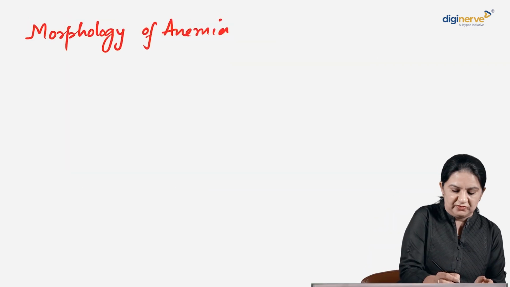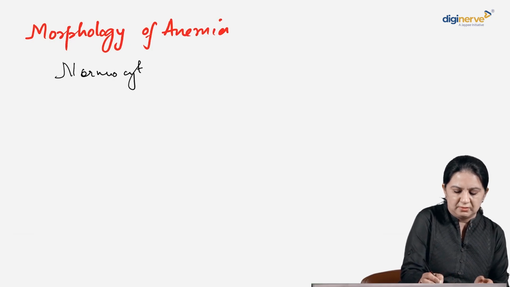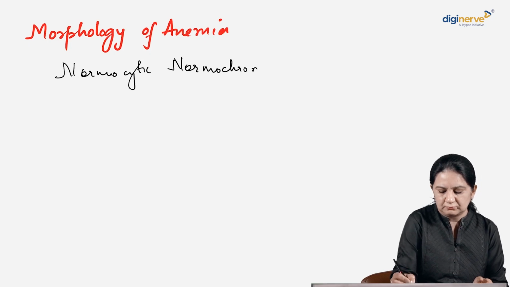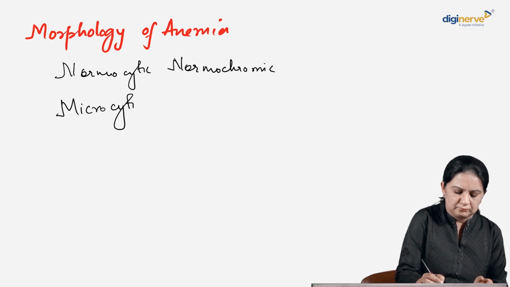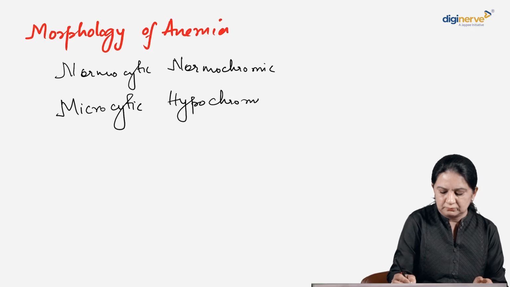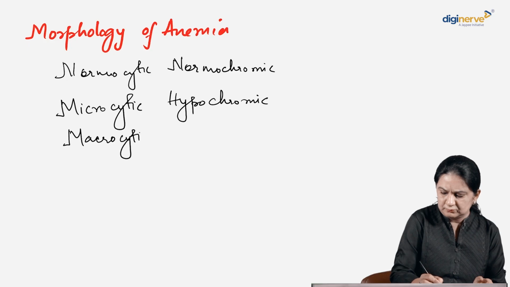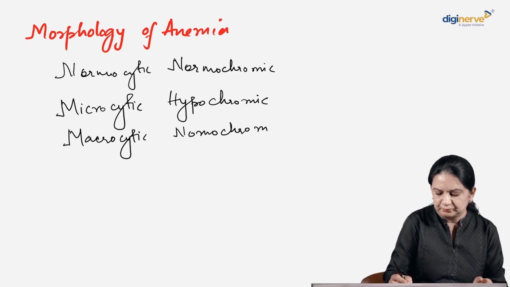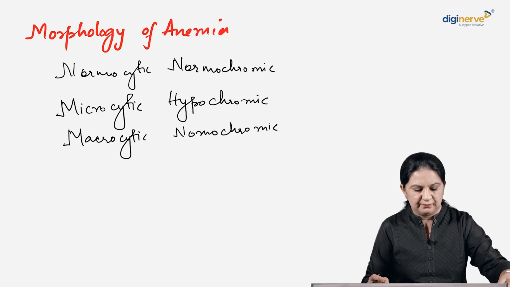Now coming to the morphology of anemias. This could be normocytic, normochromic anemia, microcytic, hypochromic anemias, or macrocytic, normochromic anemias. All right. So we can classify based on the morphology.